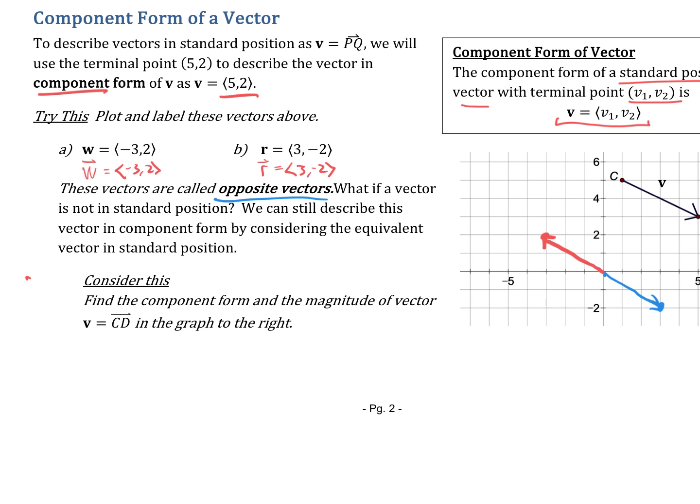Now the magnitude is the length, as we said. So let's think about what that length is. Well, this length here, we could use the Pythagorean theorem for, going over 3, up 2. So the magnitude of W is the square root of 3 squared plus 2 squared, just using the Pythagorean theorem. And that is 9 plus 4, which is 13.